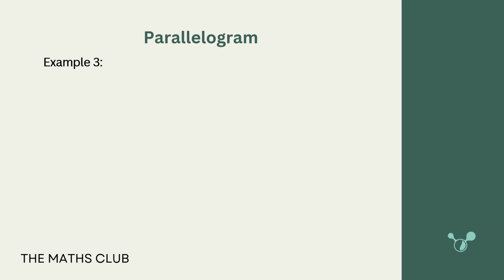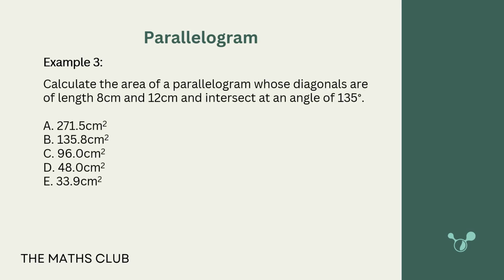Great. Example 3 says that we should calculate the area of a parallelogram whose diagonals are of length 8 centimeters and 12 centimeters, and they intersect at an angle of 135 degrees. I want you to pause the video and try this out yourself.